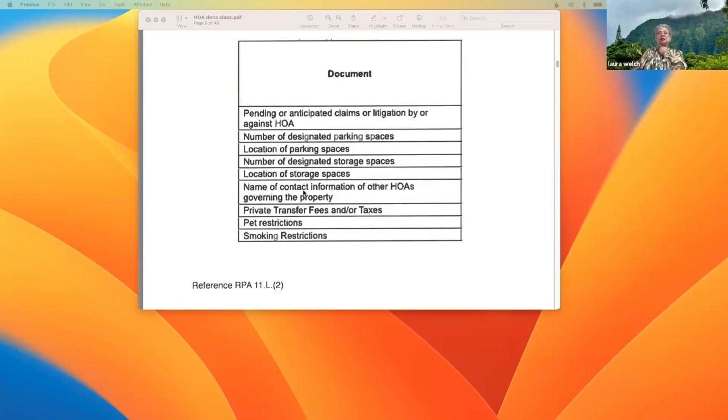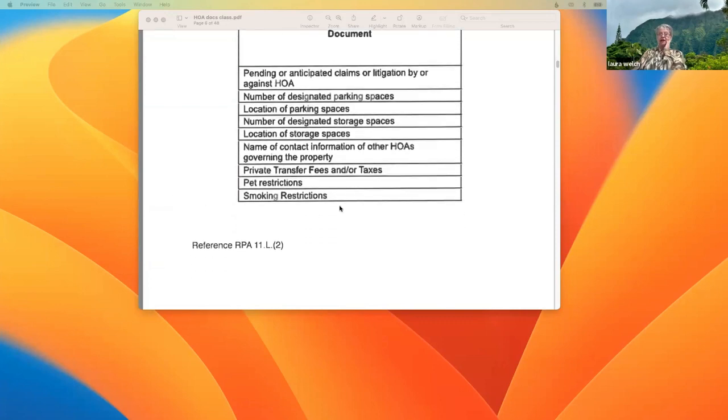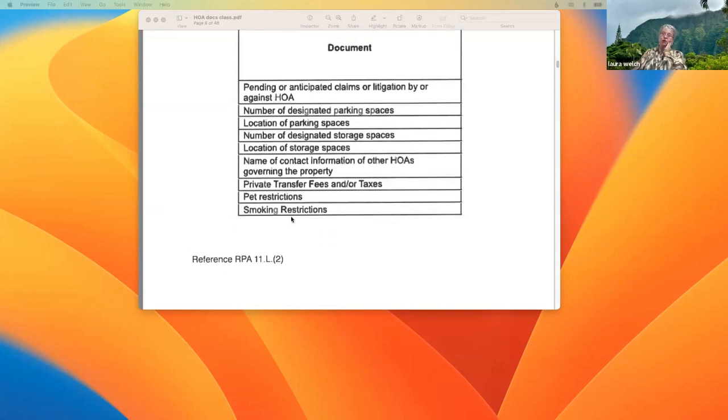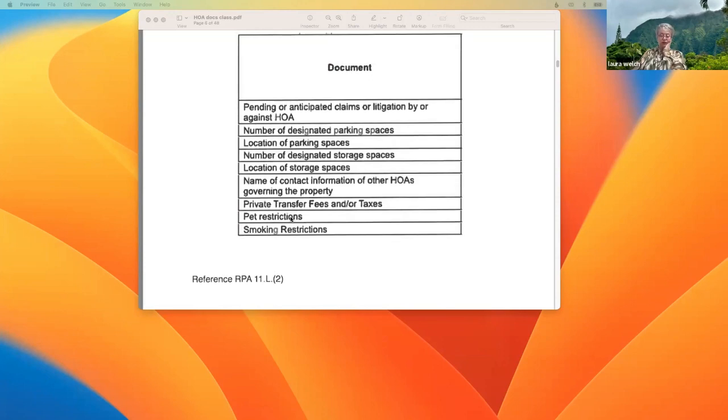And right here, name and contact information for other HOAs governing the property. Again, a lot of times you're going to find this in the budget. This is usually where it is. And pet restrictions. I tell you, pet restrictions you want to pay a lot of good attention to, because as I said, there can be weight limits, and there can be breeds that are not allowed.